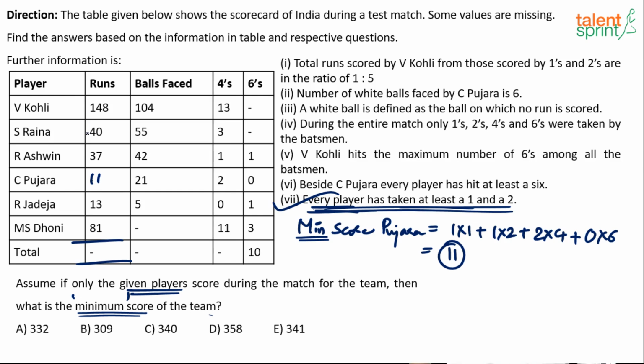So 148 plus 40 is 188. 188 plus 37, so that's like 195, 225. 225 plus 11 is 236. 236 plus 13 is 249. 249 plus 81 would be 340. Just check that. Hold on, let me do it again.